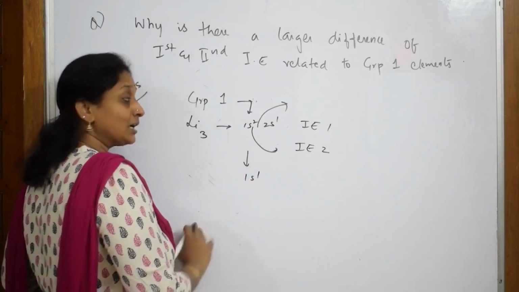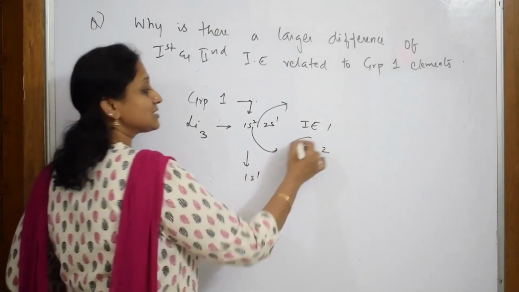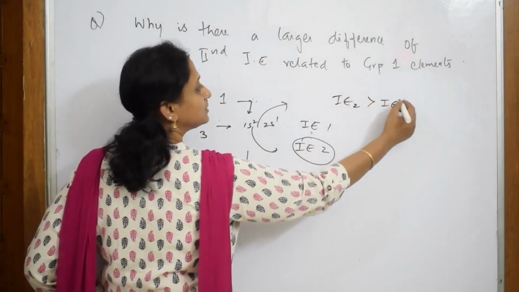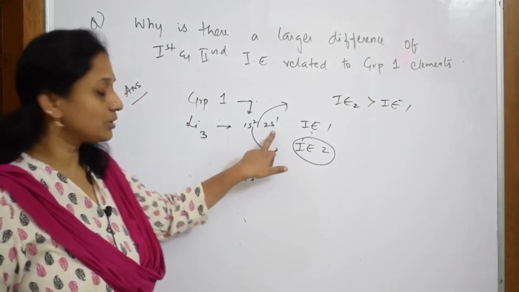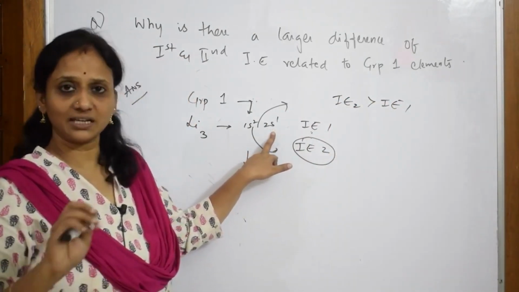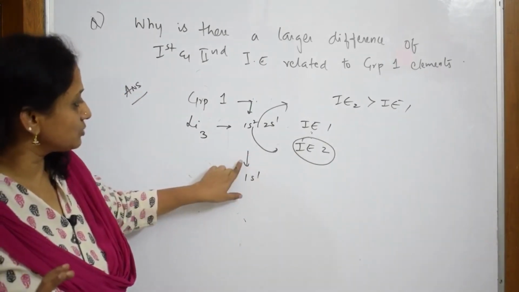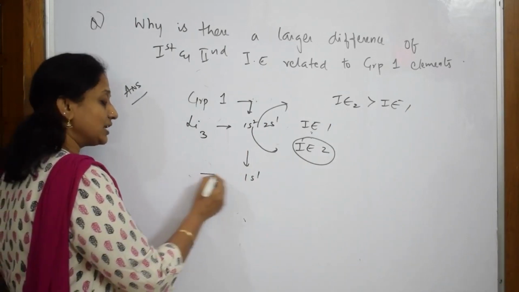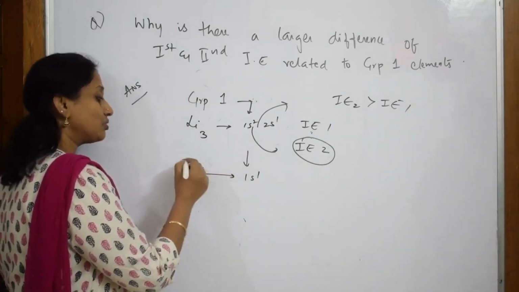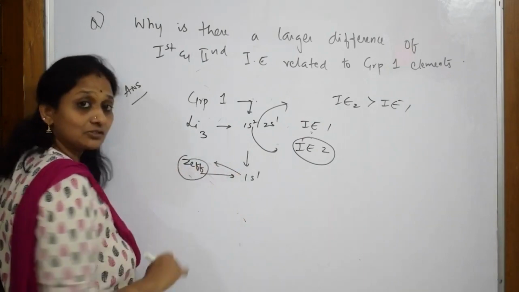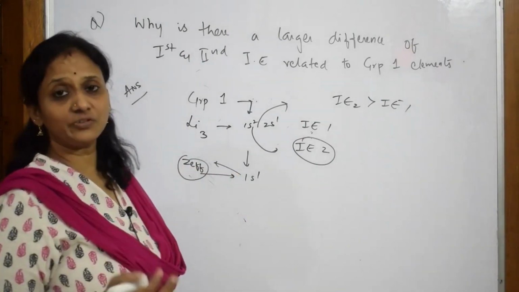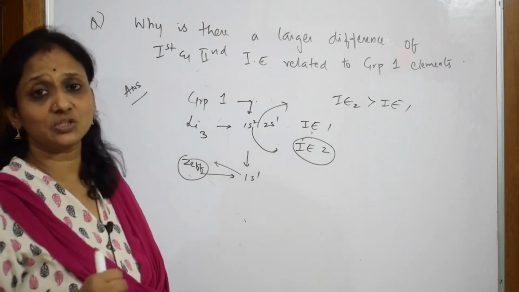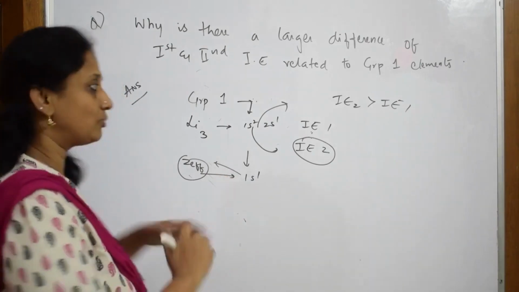This is the configuration. Now, important thing is, they're asking why is this value more than this? Why is IE2 value greater than IE1? Simple reason: first time when I'm removing one electron, it's easy to take out. But second time when I'm trying to remove an electron from this completely filled shell, there is a lot of Z effective acting. The protons present in the nucleus start dragging this electron. Obviously, the ionization enthalpy 2 value will be more than ionization 1, isn't it?